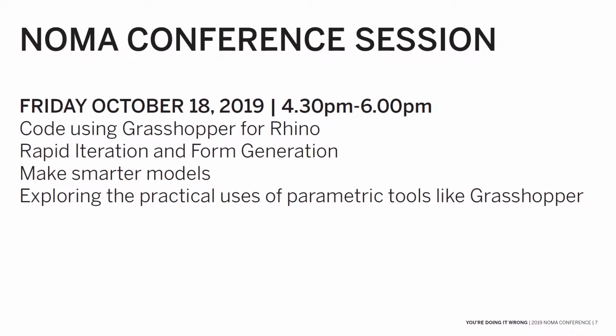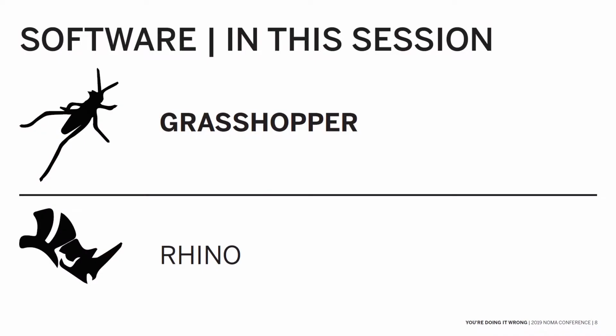In today's session, we're going to be learning about parametric workflows, how to use Grasshopper in Rhino to actually start working parametrically. That means that you can start linking certain things together and working a little bit more efficiently in your daily workflow. Primarily the programs in this session will be Grasshopper and Rhino.